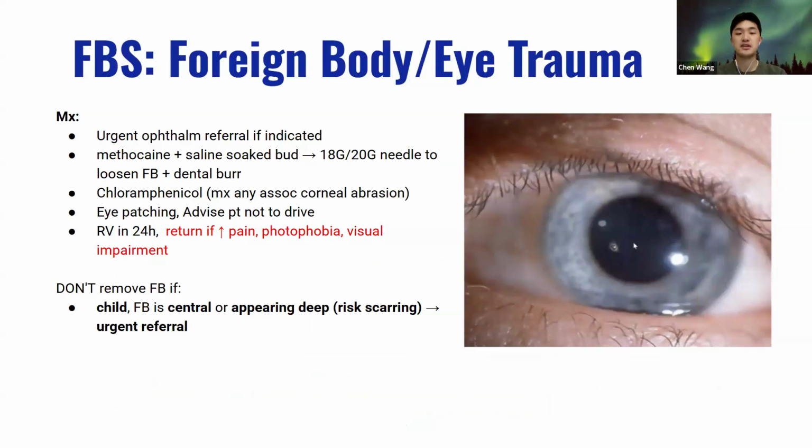Otherwise, you can give the eye a little bit of local anesthetic and then use an 18 or 20 gauge needle to loosen the foreign body and/or use a dental burr as well. Afterwards, you want to make sure that you give them chloramphenicol to manage any potential infection, like microbes entering the cornea through your treatment. And it's really important to know that for a child, if the foreign body is central and looks deep or penetrating, then you need an urgent referral. This is not something that should be done in the GP setting.